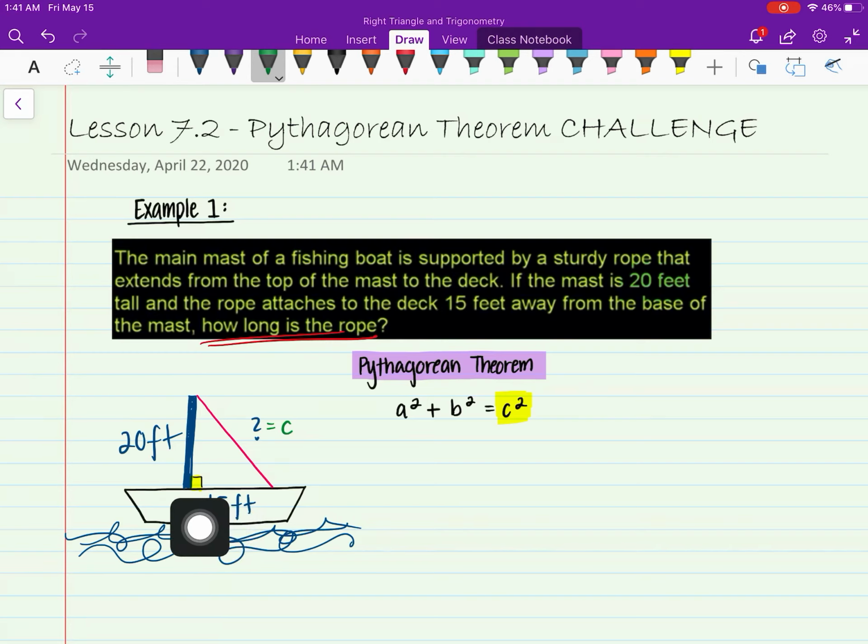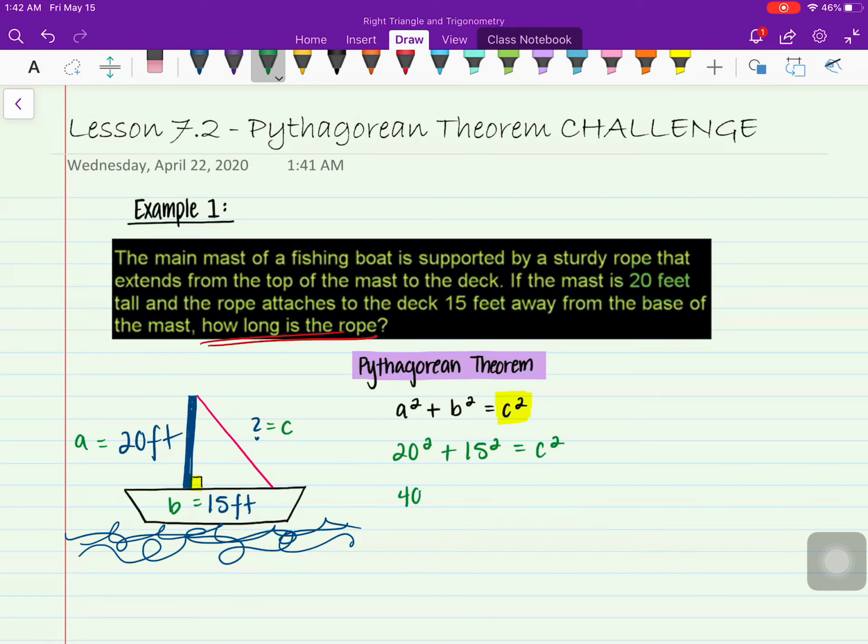And now basically 20 and 15 could either be A or B. It doesn't matter which one's which. So I'll just go ahead and make this A, make the other one B, or it could be the other way around. So now let's go ahead and do basic substitution. A in this case is 20. B in this case is 15. And C squared is what we're trying to find.